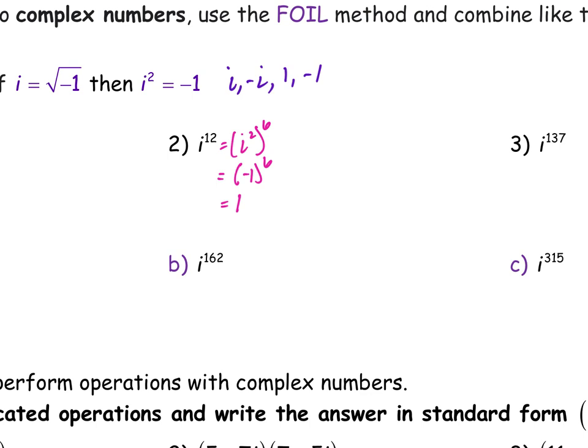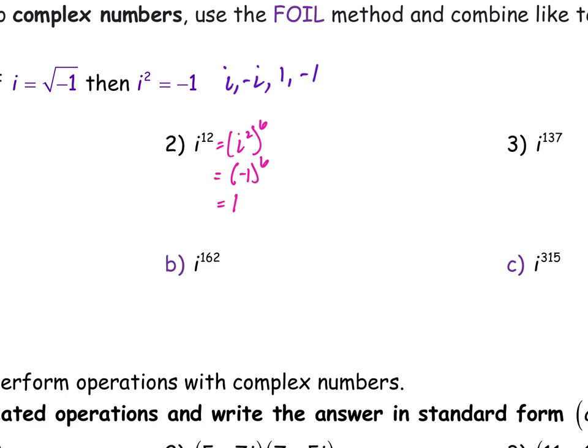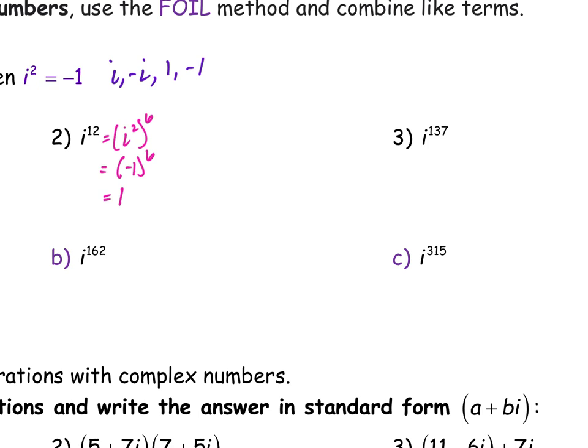It's not 1 times 6. It's 1 times 1, 6 times, right? If the exponent is odd, it's negative. If it's even, it's positive. There you go. So I can do the same thing with bigger numbers. I can still write it as an i squared. This is an odd one.